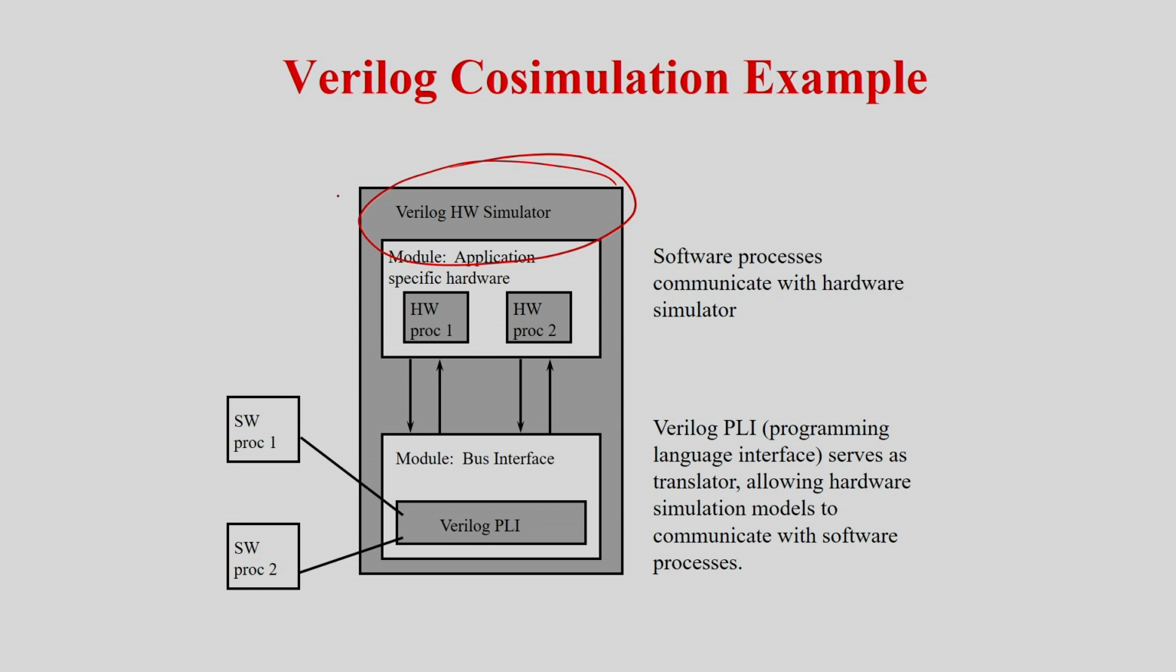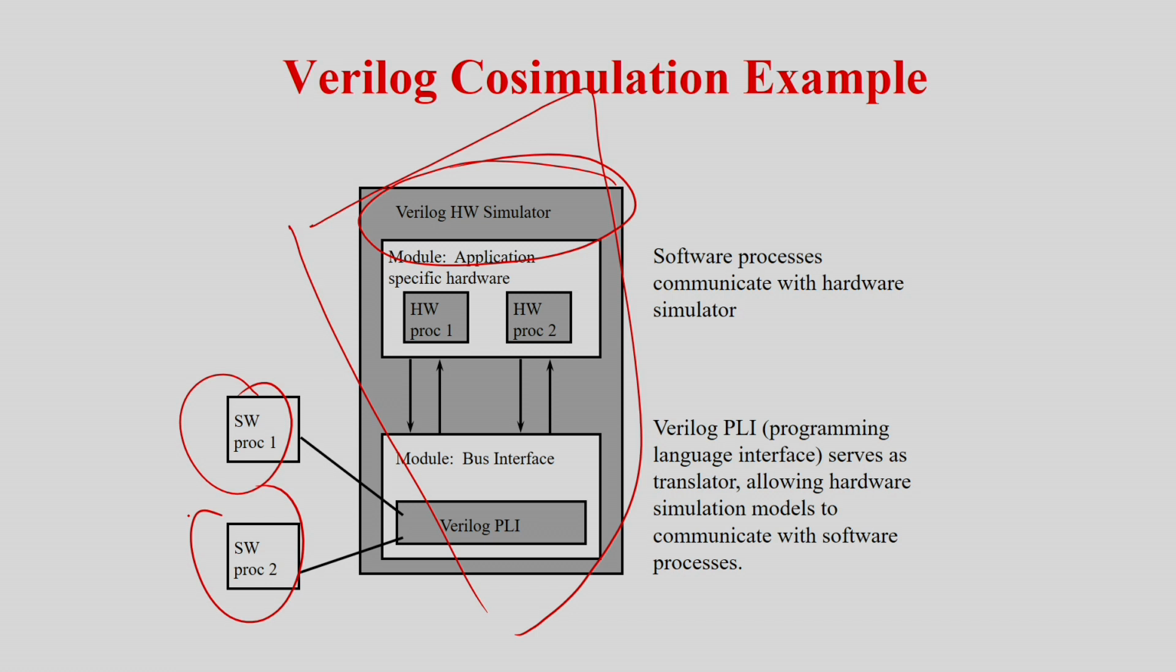In this case you can describe your hardware first maybe at RTL level, then you can go at the gate level, and maybe at the very detailed level. So you can do it phase wise. This is the hardware which is simulated by Verilog, and you have some software procedures. But as I told you, Verilog can only simulate your hardware. It cannot simulate the software on top of that.